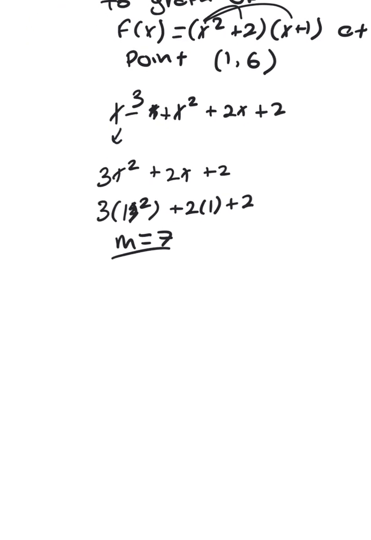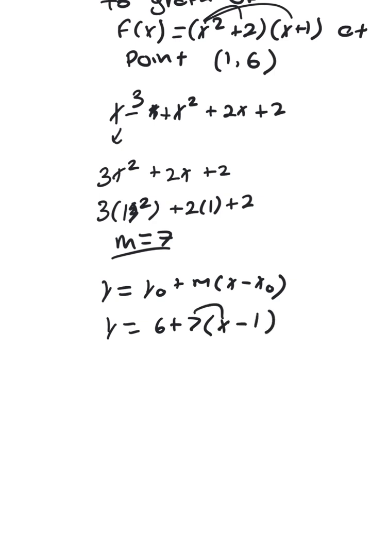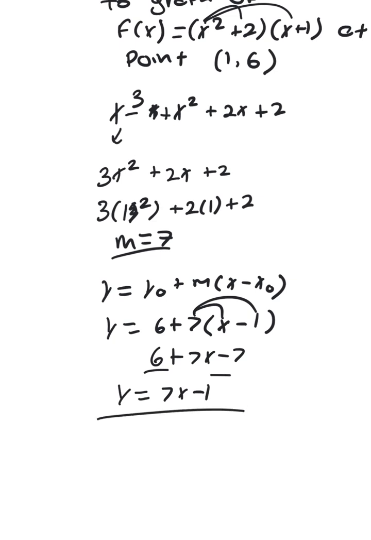So now we plug it into this equation: y equals y0 plus m times x minus x0. This is the equation to find our tangent line. So y equals 6 plus 7 times x minus 1. Do the distributive property here: 6 plus 7x minus 7. Combine like terms, and we're left with y equals 7x minus 1. And that is the solution for this problem.